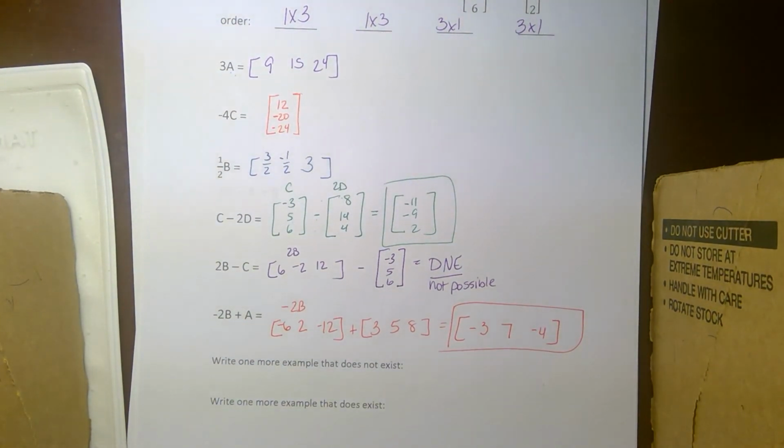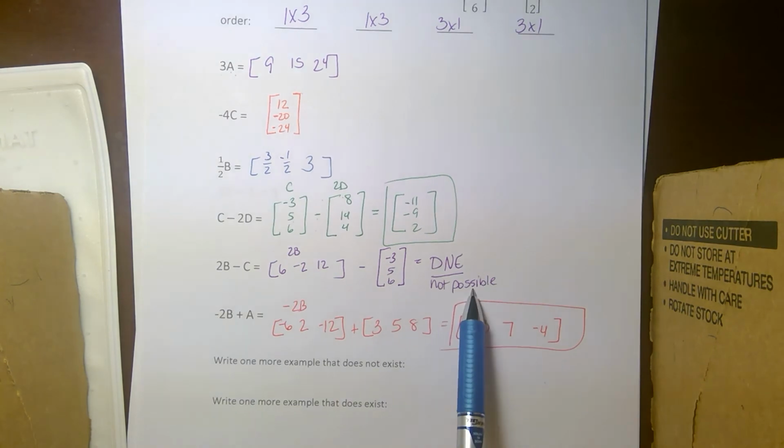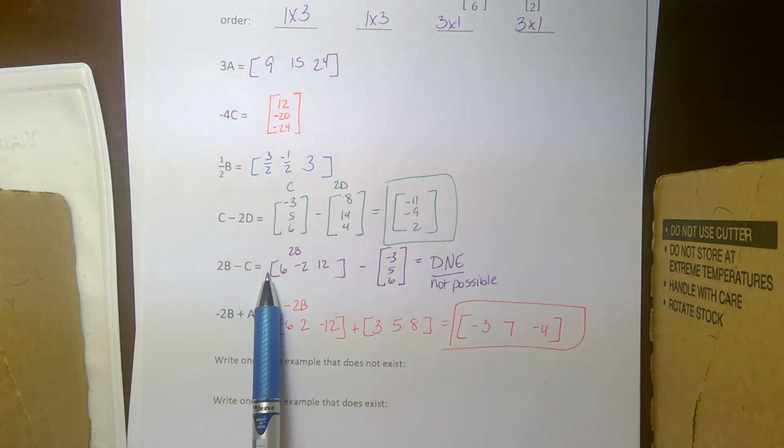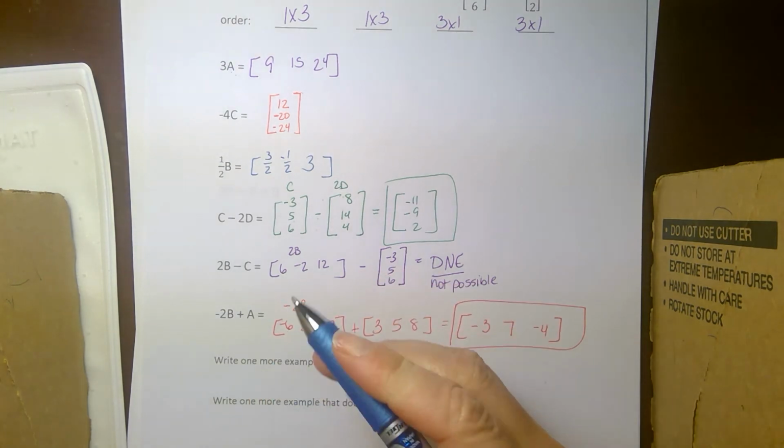First, give me an example of something that is not going to exist. And then the last one is to write an example of something that does exist. Well, let's think first about something that doesn't exist. It's not possible to add and subtract matrices that are of different order. This one up here that was not possible tried to combine B and C. Let's combine A and D.